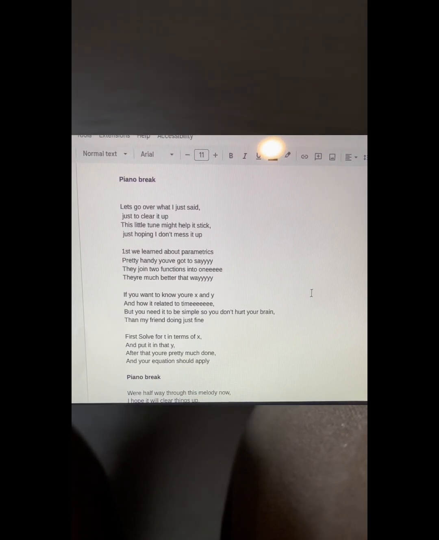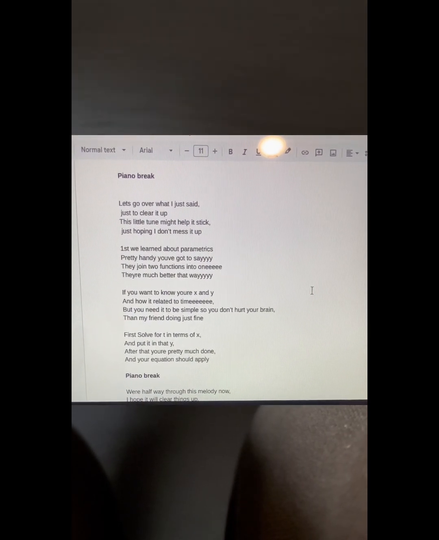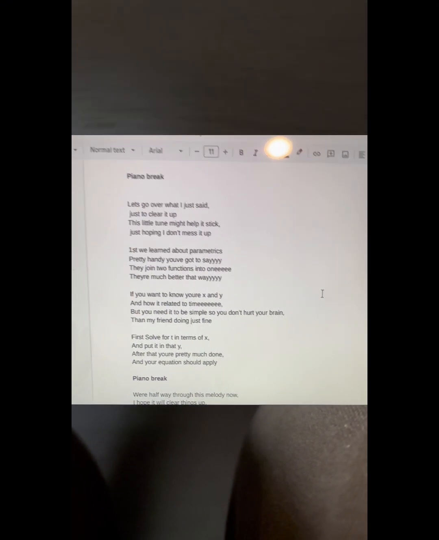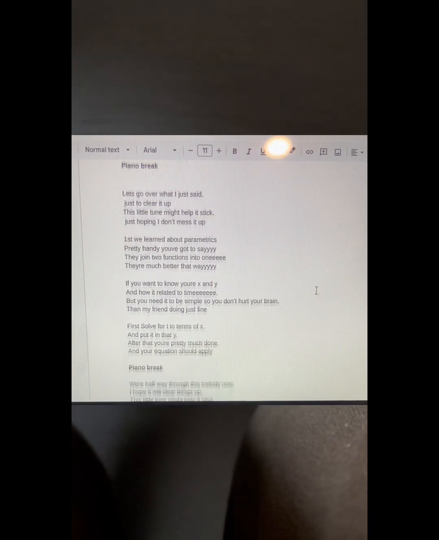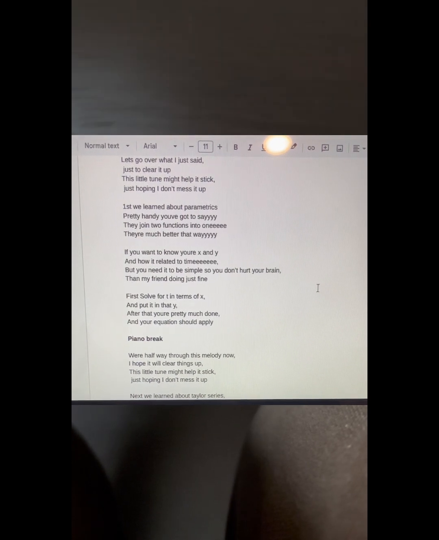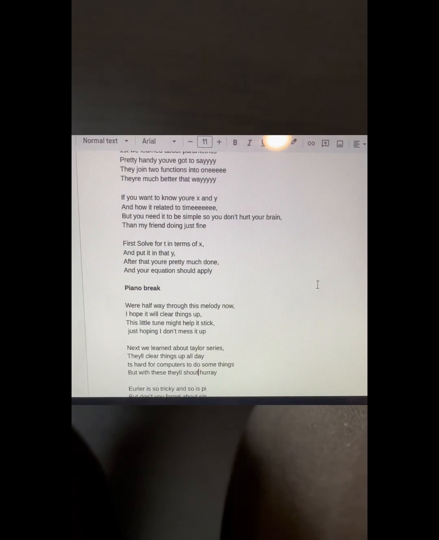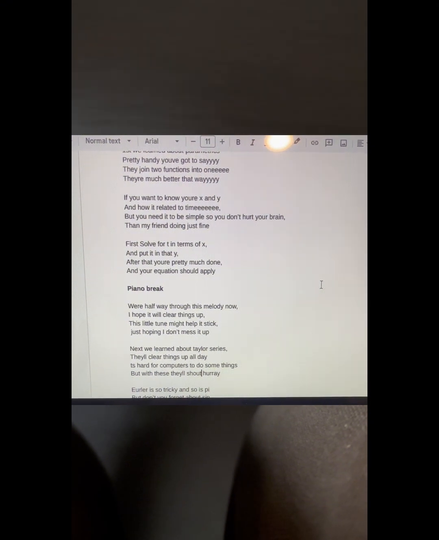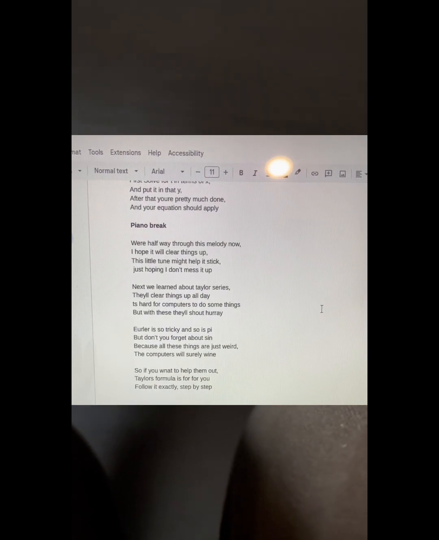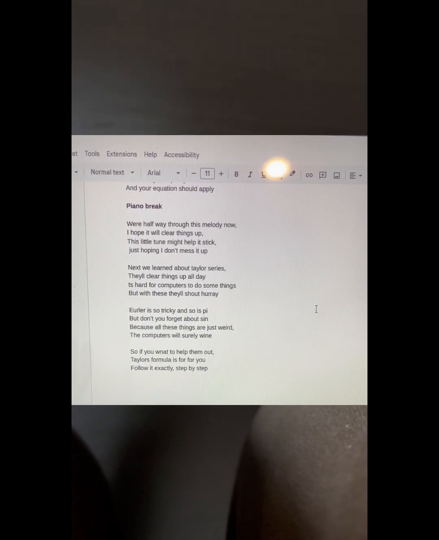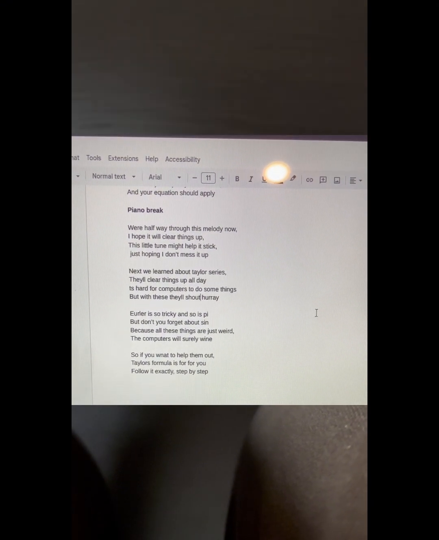First we learned about parametrics, pretty handy you've got to say. They join two functions into one, they're much better that way. You want to know your x and y and how they relate to time, but you need it to be simple so you don't hurt your brain, then my friend you're doing just fine. First solve for t in terms of x and put that into y. After that you're pretty much done and your equation should apply. We're halfway through this melody now, I hope we'll clear things up. This little tune might help it stick, I hope I don't mess up.